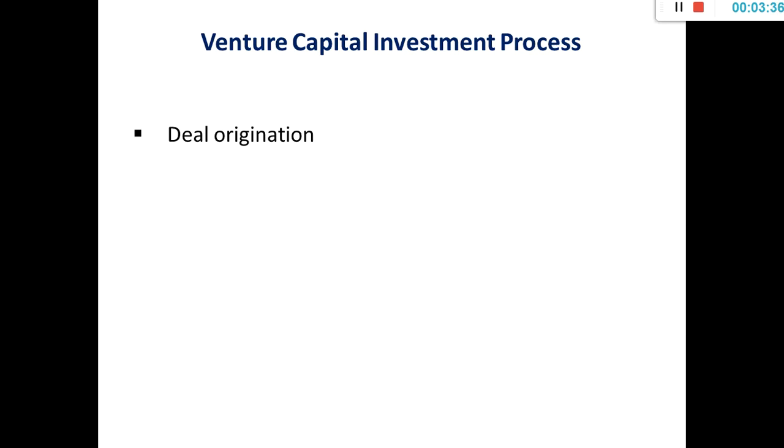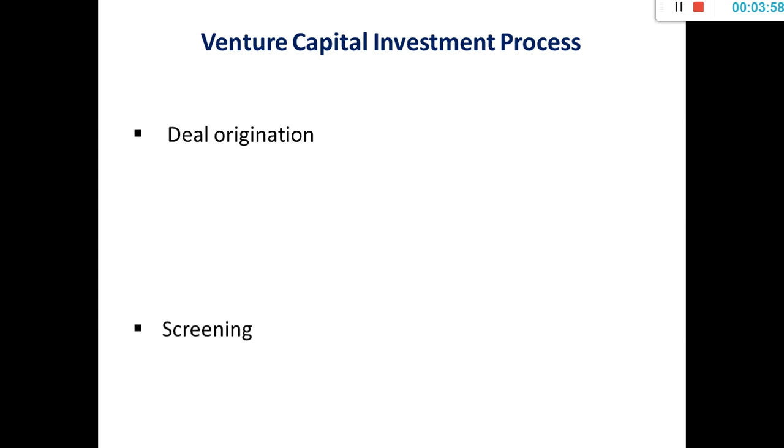Apart from the parent organization, the sources of deals also include trade partners, industry associations and friends. All these are the sources for the origination of the deals. A deal is nothing but an investment opportunity or investment project.